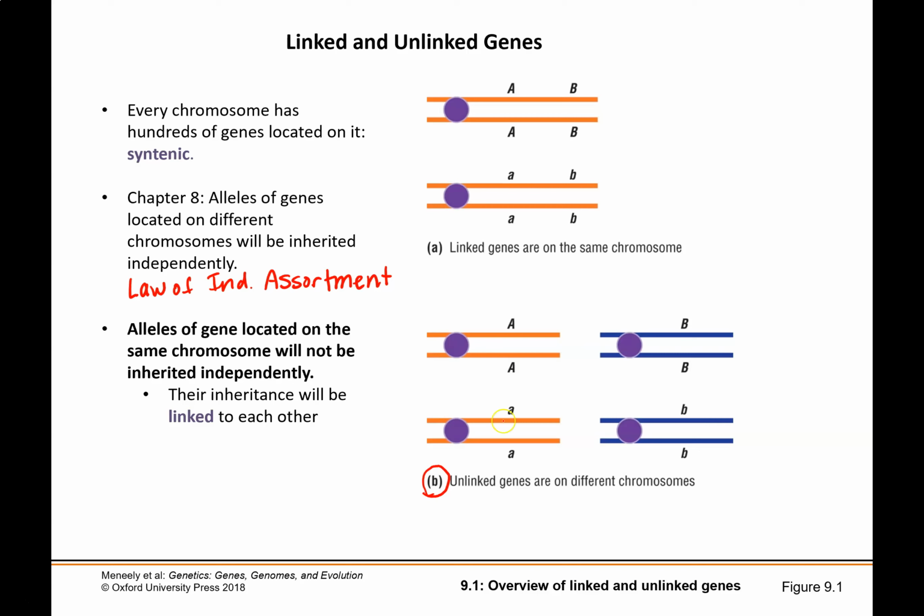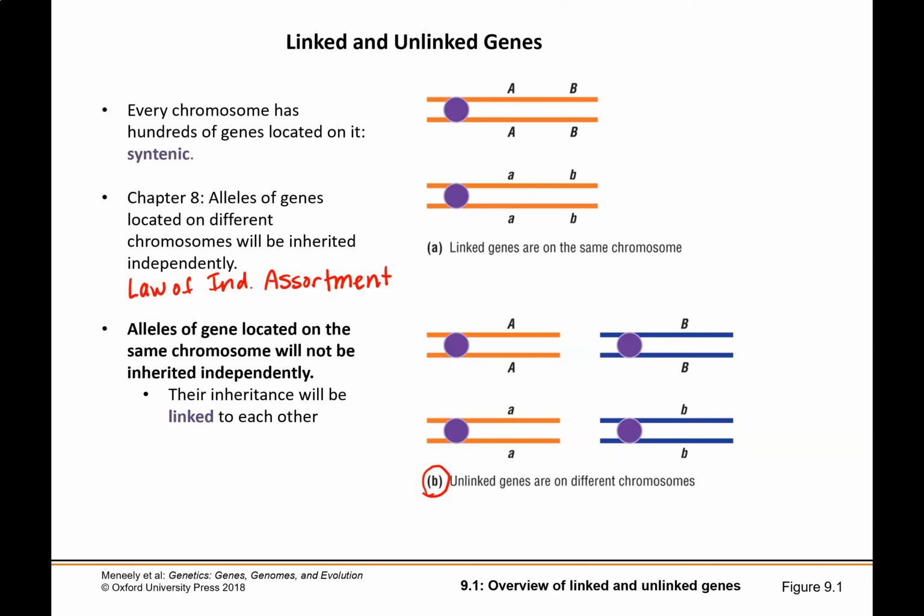So here we have gene A located on the orange chromosome and gene B located on the blue chromosome. Now when gametes are formed, you can get any combination of that parent's A and B alleles. And we looked at this when we did dihybrid crosses, or those 4x4 Punnett squares. But every chromosome actually has hundreds of genes located on it. Genes that are located together on a chromosome are called syntenic genes.